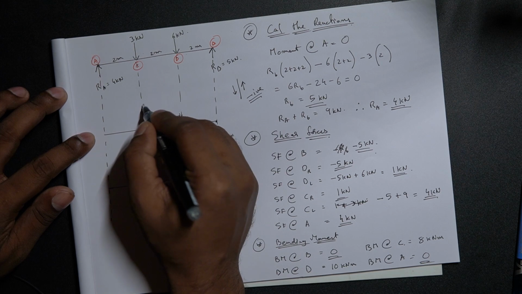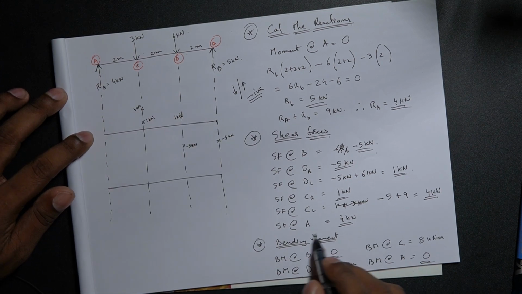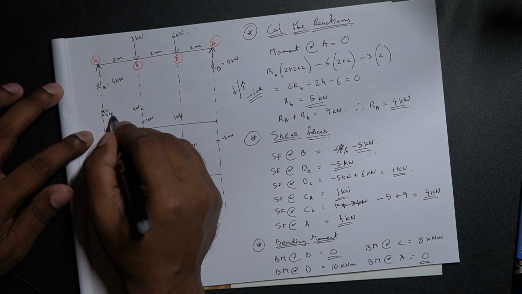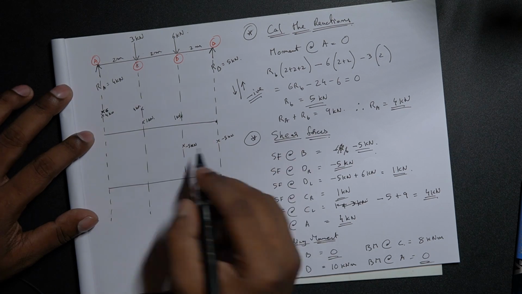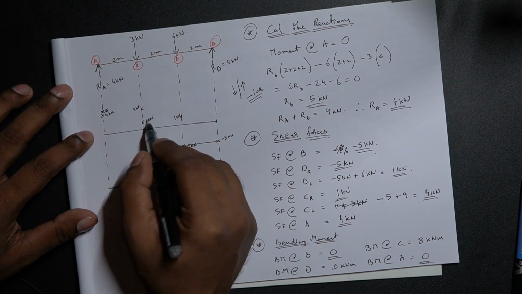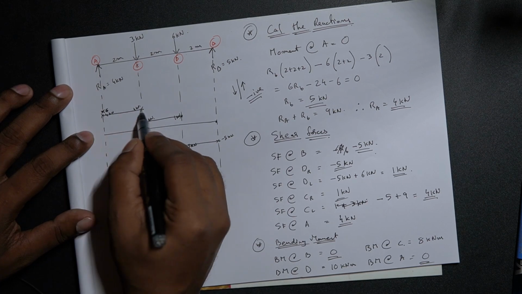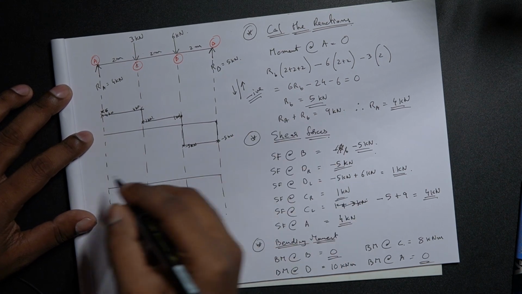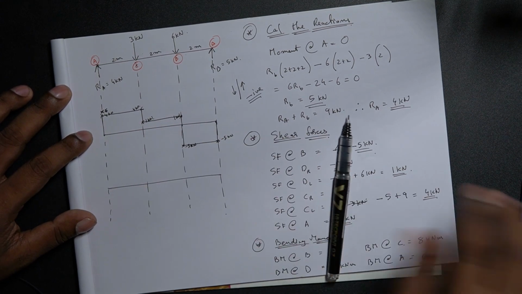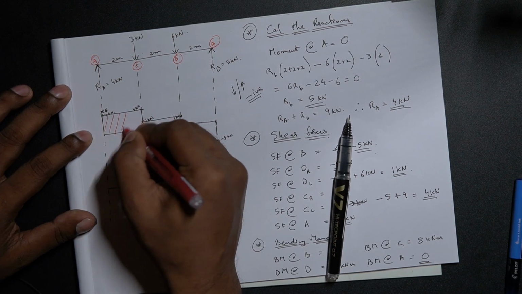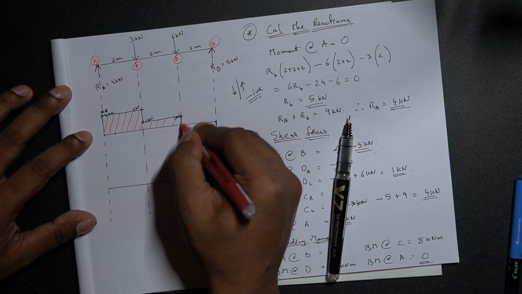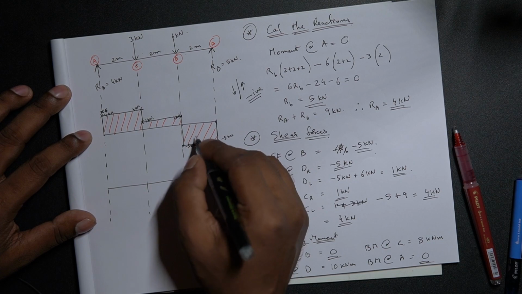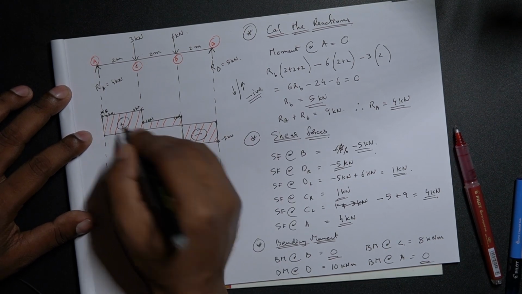There is an increment. Let's just put 4 kilonewton somewhere over here. And shear force at A, again, it's 4 kilonewton. Since everything is point load, everything is a constant line, so there is no requirement for linear lines here. This is your shear force diagram. The part which is below the x-axis is negative. The part which is above the x-axis is positive.